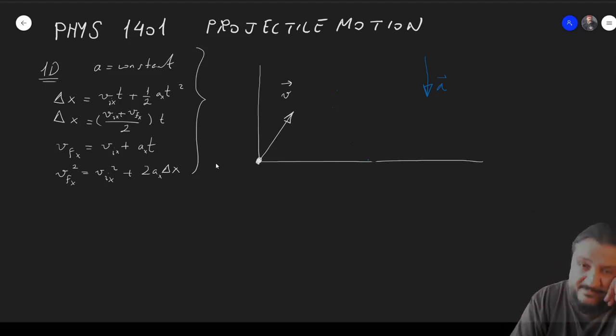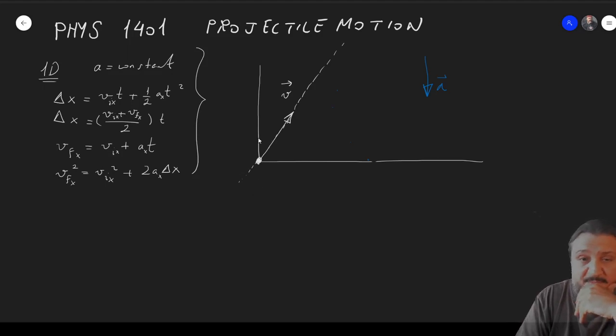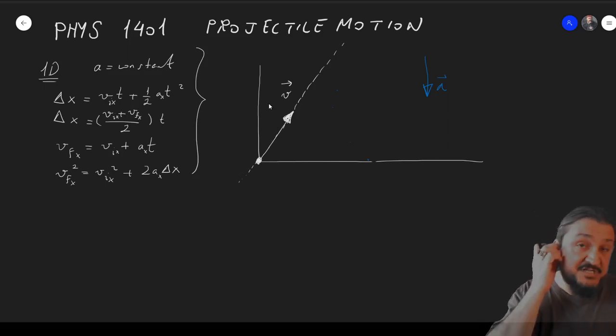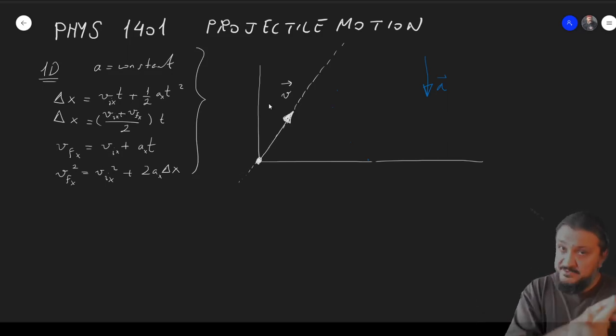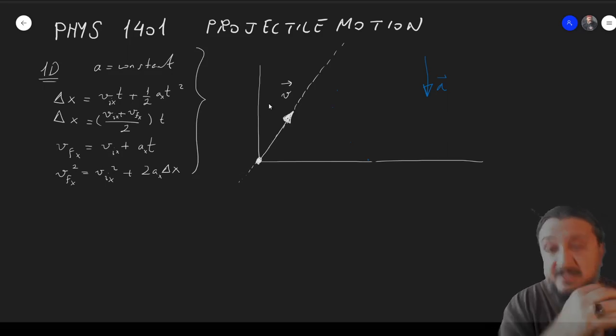Now what will be the path? Will the path be along the straight line? No, it won't be. It will not be, because the presence of A here, as time passes, will have an effect on V. V has to change, okay? So this V has to change. V as a vector can change in terms of magnitude. It also can change in terms of direction. A vector is magnitude and direction, okay? And that's what happens here. V will change in direction and also in magnitude.